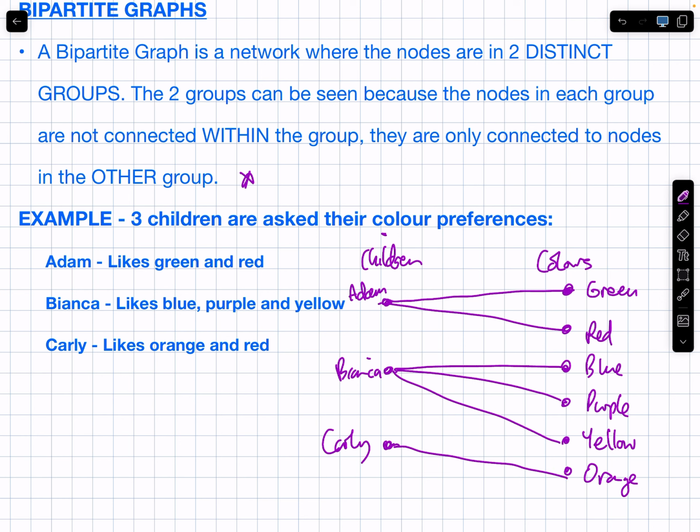And she likes red. Are there any connections within the groups? Do we have Adam likes Bianca? Ooh. No? It's just across the groups. We don't have the colors liking each other. That's a bipartite graph. And literally you have 3 questions. So I'll stop the recording now.